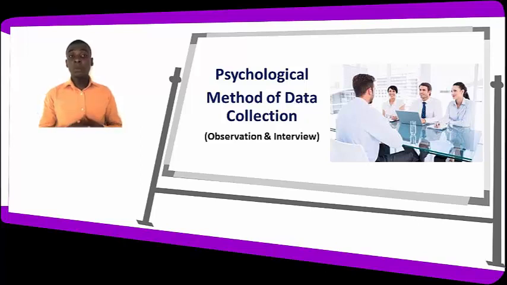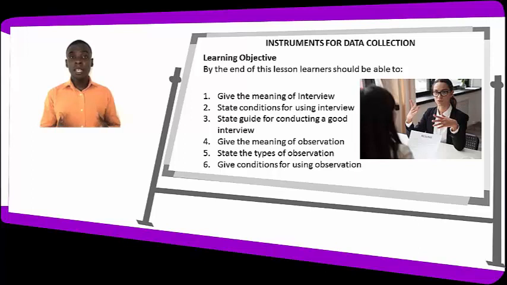So the objective of this lesson is, by the end of this lesson, the learners should be able to, number one, give the meaning of interview. Number two, state conditions for using interview. Number three, state guides for conducting a good interview. Number four, give the meaning of observation. Number five, state the types of observation. Number six, give condition for using observation. So these are the objectives of this study.